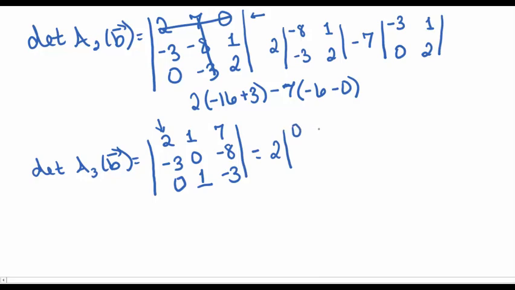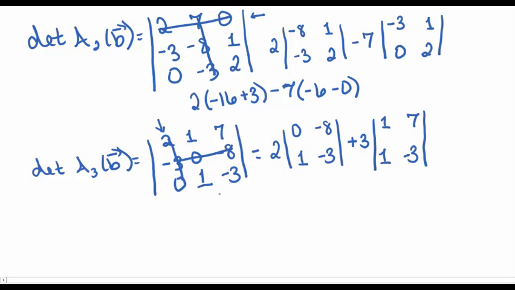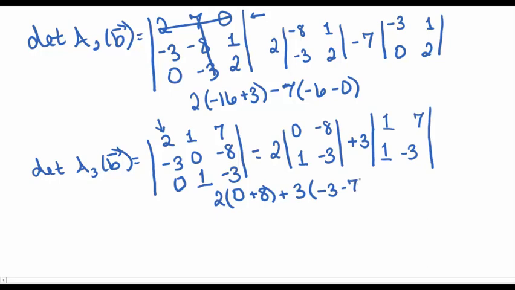Deleting the first row and first column leaves me with 0, -8, 1, -3. I subtract the next entry, so minus -3, be plus 3. And I'm left with 1, 7, 1, -3. And once again, we'll ignore the 0, since adding 0 doesn't change anything. The first determinant would be 0 minus -8, plus 3 times (-3 minus 7). So this is 16, and then 3 times -10 would be minus 30. So this would be minus 14.